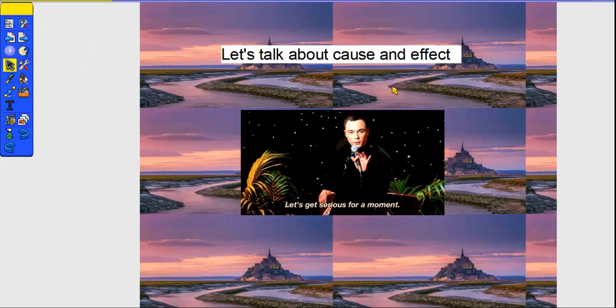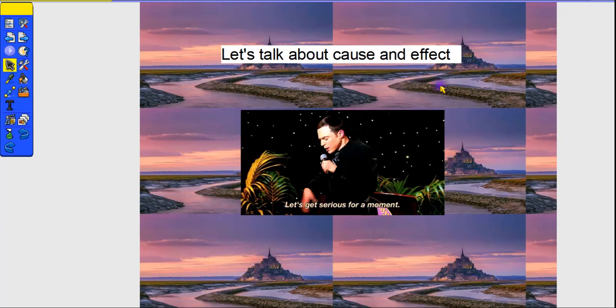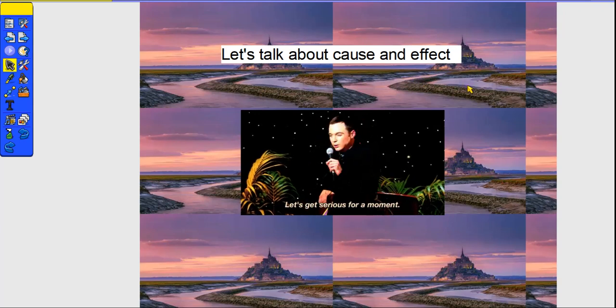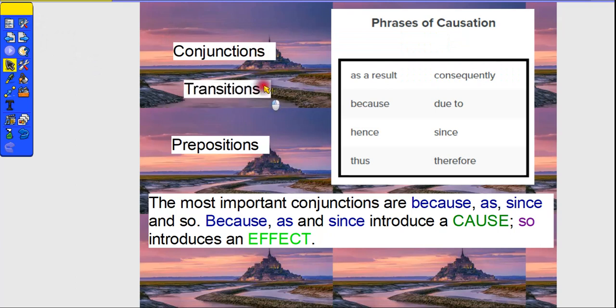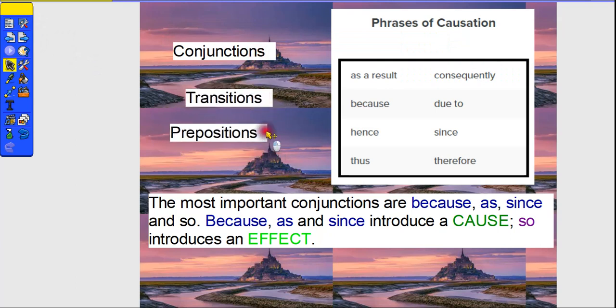The first objective of this lesson is to talk about cause and effect sentences and paragraphs. To express cause and effect, we can use conjunctions, transitions, and prepositions. These are some examples of the phrases we can use. During the class, I worked with the following examples.